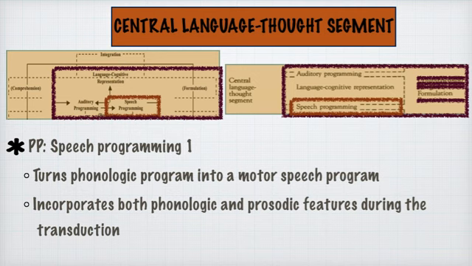So the selection of words that happened before, this part translates from thoughts into a more visible motor speech program. It becomes the plan of what to do. It incorporates both phonologic and prosodic features during the transduction. Okay? So, that is the formulation part. It ends with making it into a speech program.